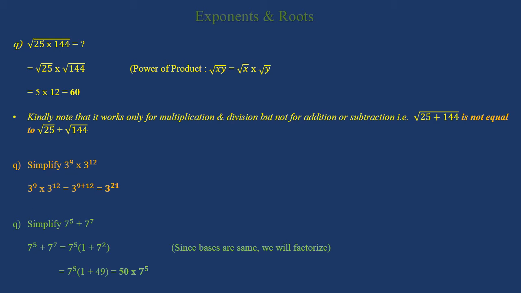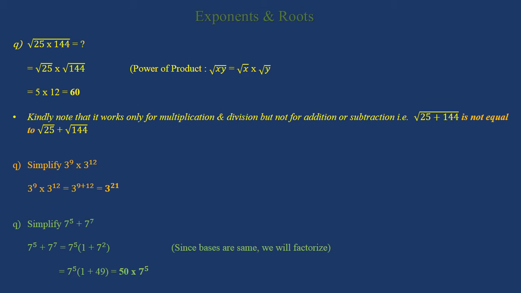This question is related to the power of product property, which we have already discussed in the last slide. Therefore the square root of 25 into 144 can be simplified further and we'll get the answer as 60. Now kindly note that it works only for multiplication and division, but not for addition or subtraction, right?